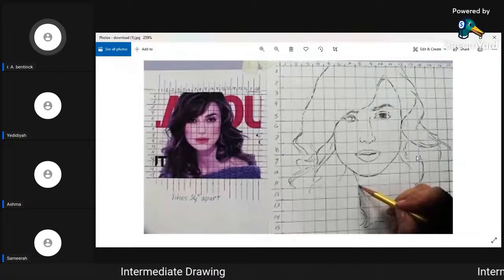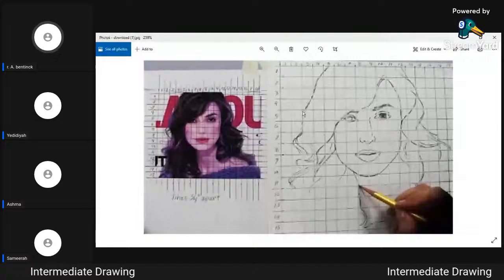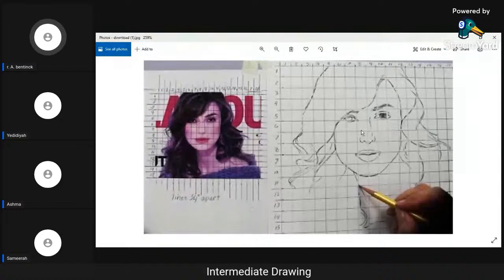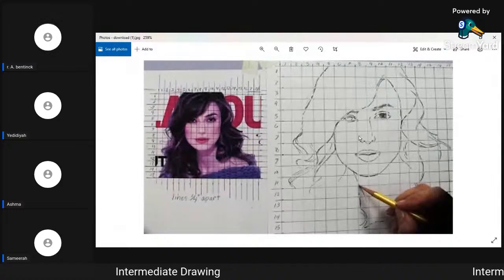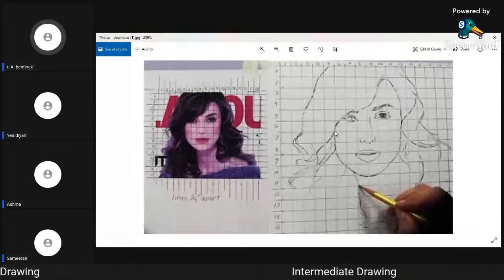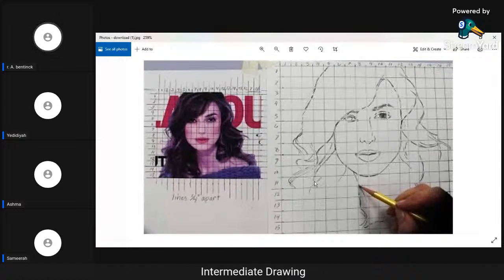Because yes, you can get the outline, which is what gridding is going to do. But if you don't understand shading and values and tones, you're still going to mess up the picture anyway. Let me just make sure that is clear to everyone. Being able to draw this exact outline of the face and the hair and the head and all of that doesn't mean anything if you don't know how to shade.